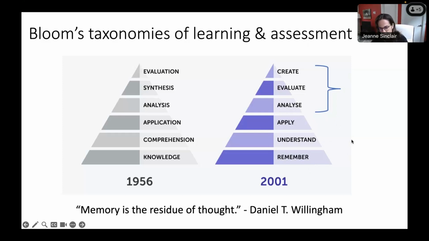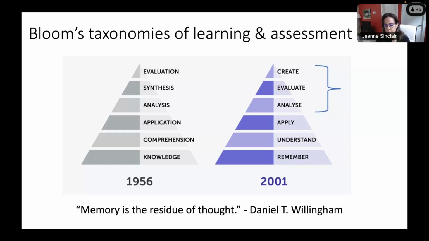And then creation. It's interesting, I think, that creation is at the top of the pyramid. That means that, according to Bloom, creation is the pinnacle of sophisticated thinking, right? But it can be challenging to evaluate, I think. So rubrics can definitely come into play there.